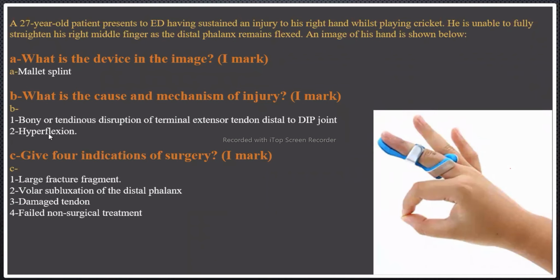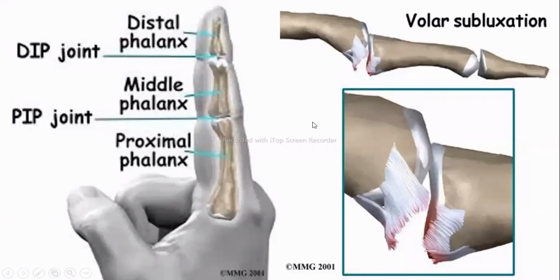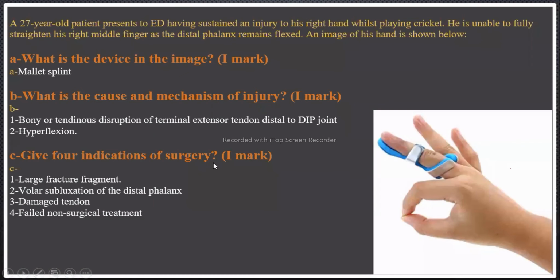Another mechanism is hyperflexion. And they can ask you regarding the indication for surgery: if there is a large fracture fragment, if there is volar subluxation of the distal phalanx, and also tendon damage. And if failed non-surgical treatment, meaning you give the patient a mallet splint but there is no response.